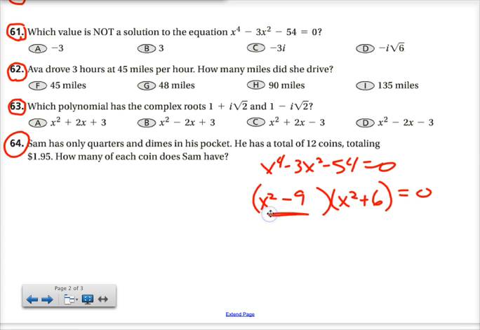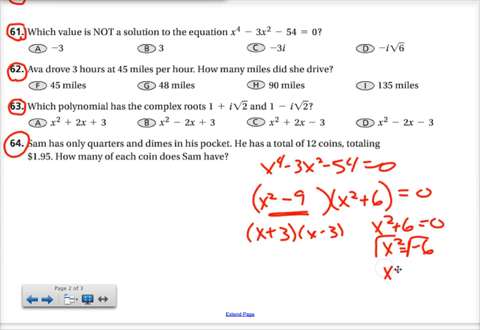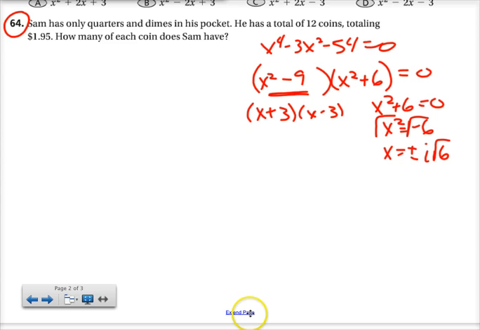Now this time I can keep going because this is a difference of two squares pattern. So I could go ahead and factor x squared minus 9 to x plus 3 and x minus 3. But x squared plus 6, well, 6 is not a perfect square, and we cannot factor a sum of two squares. So what I have to do is subtract the 6 from both sides, and then take the square root, and x will equal plus or minus, and then we have our negative underneath that radical, so that'll be i square root of 6. And if we want that in standard form, we would go ahead and write it as plus or minus the square root of 6i.